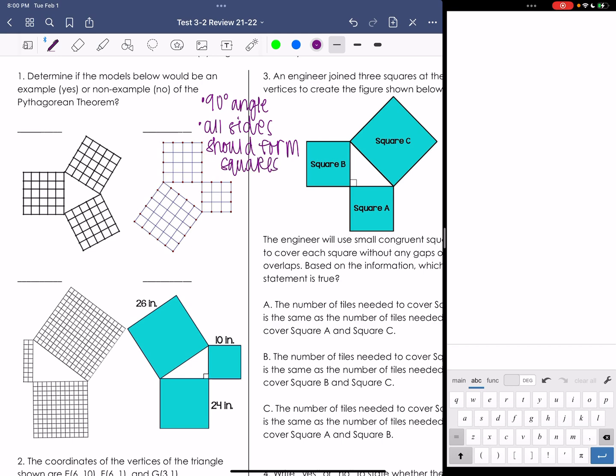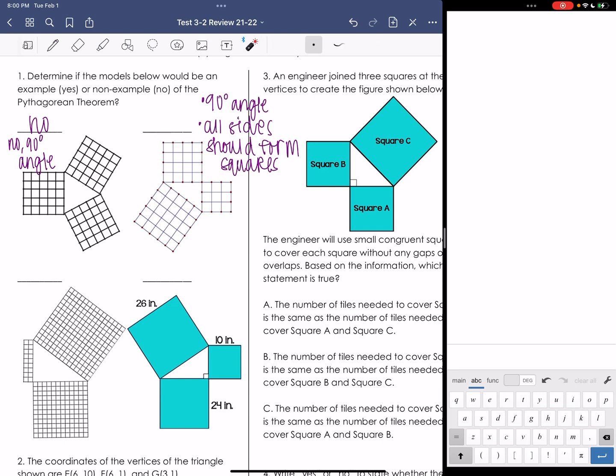So let's take a look at our first example. So looking here, I need to identify, do I have a 90-degree angle? I do not have a 90-degree angle anywhere on this triangle, so this tells me no, this is not an example of the Pythagorean theorem because there is no 90-degree angle.